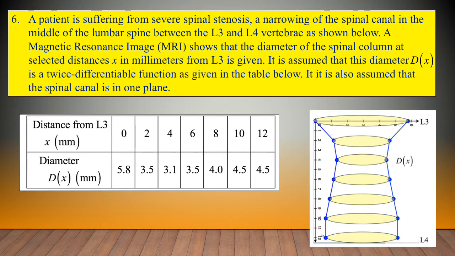Notice in the picture that L3 is on top and L4 is on the bottom. So notice that our x measure, which is the distance from L3, is our vertical going down, and our diameter d(x) is our horizontal going across.